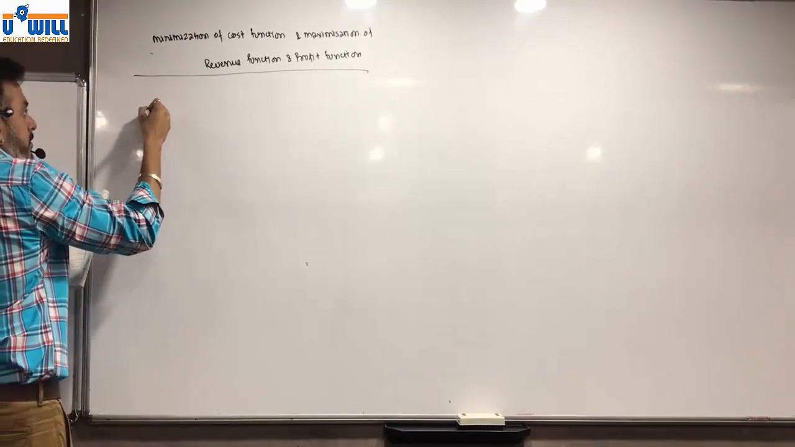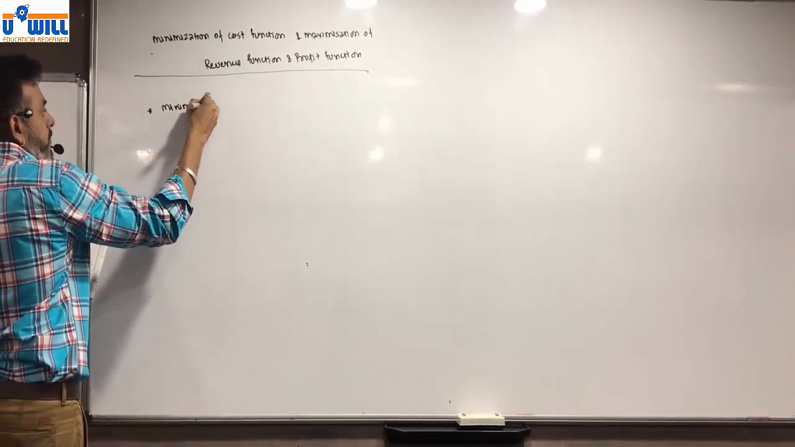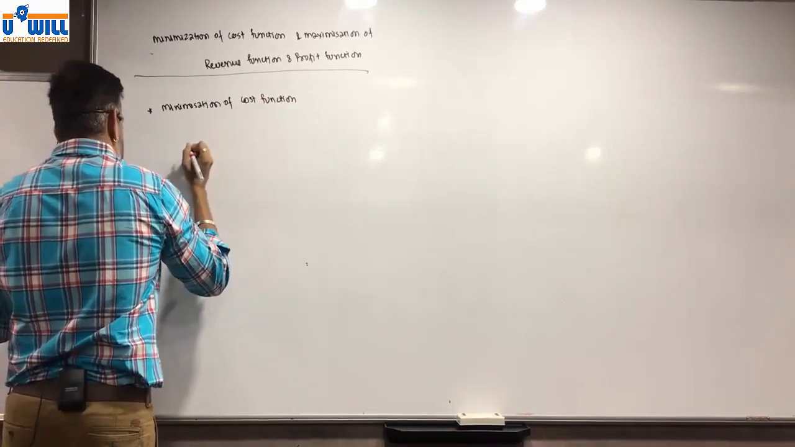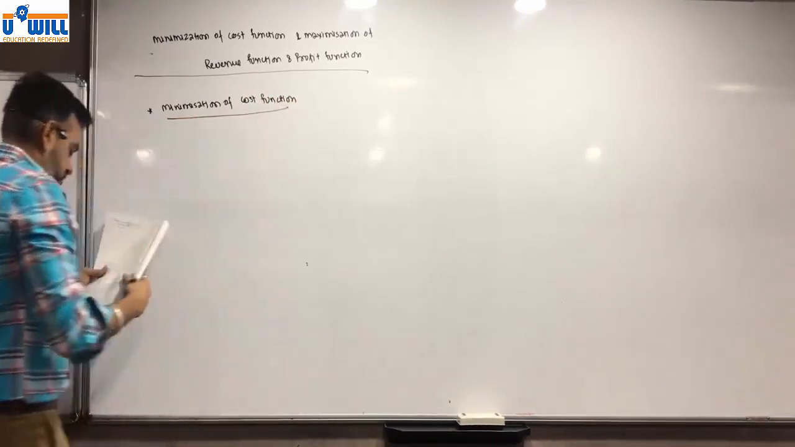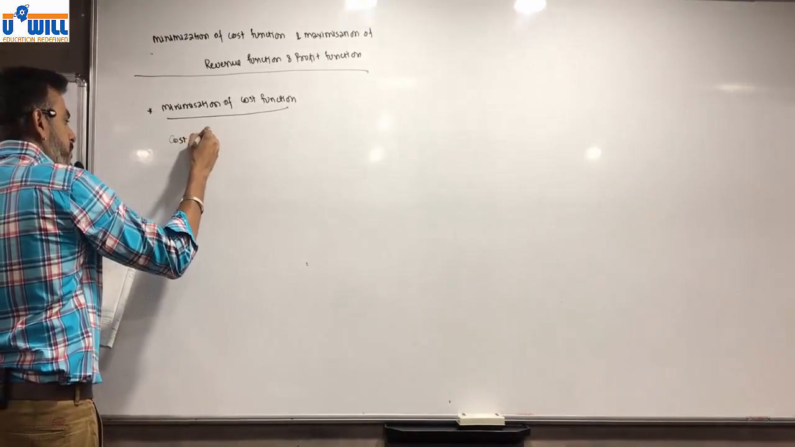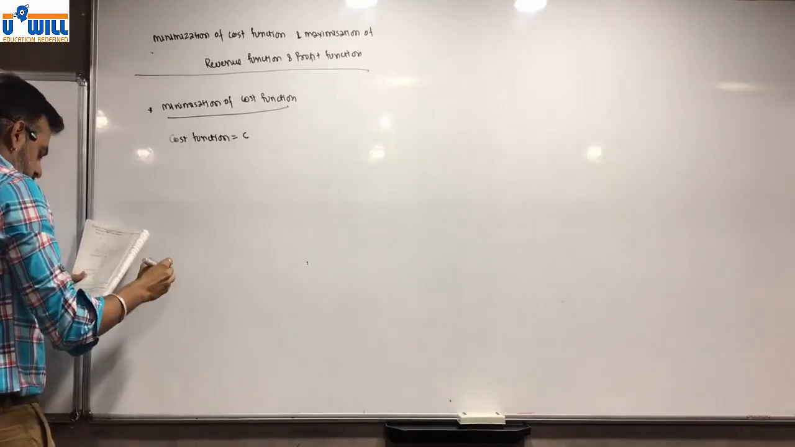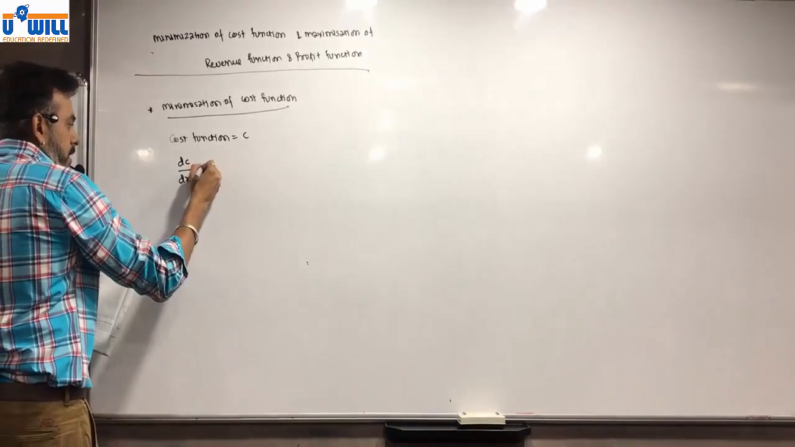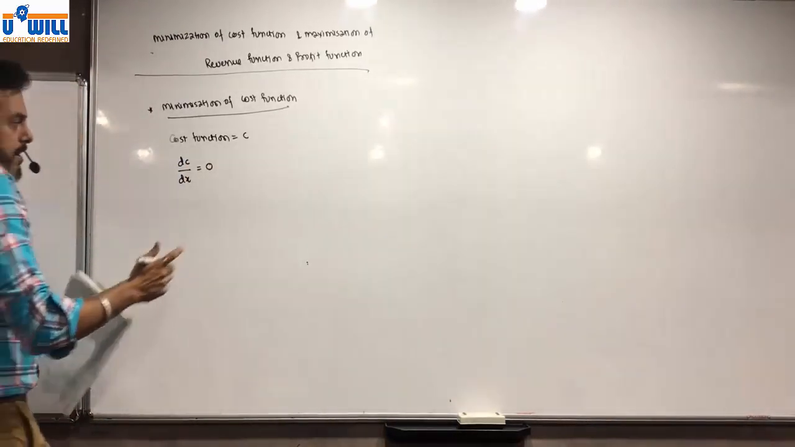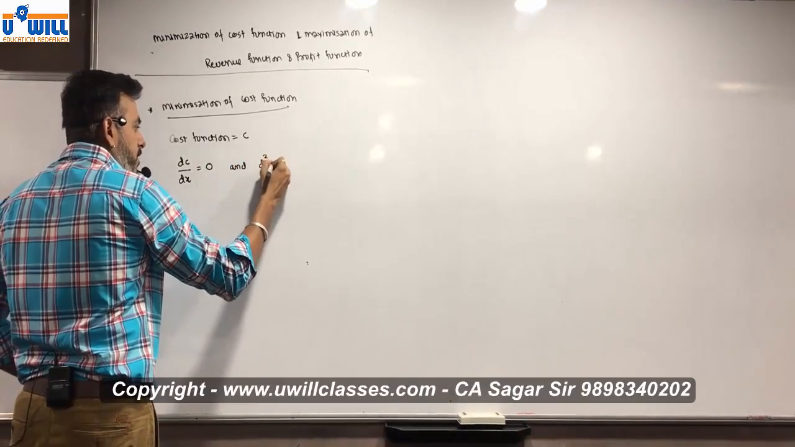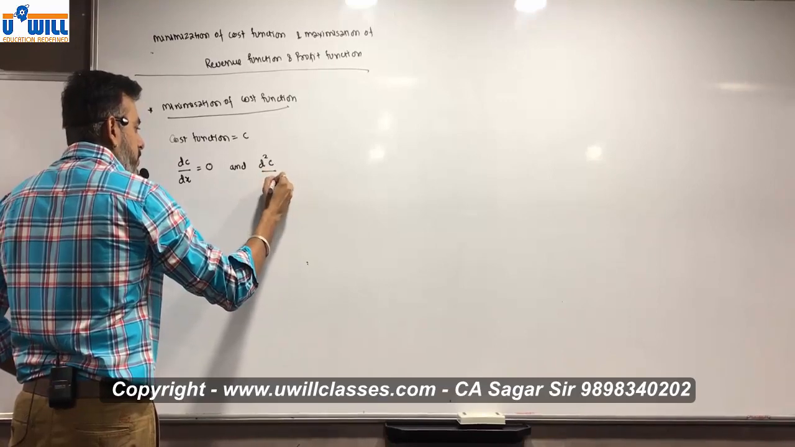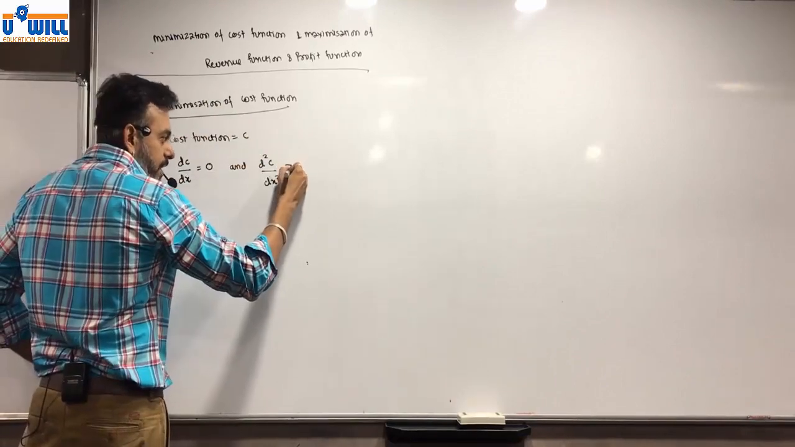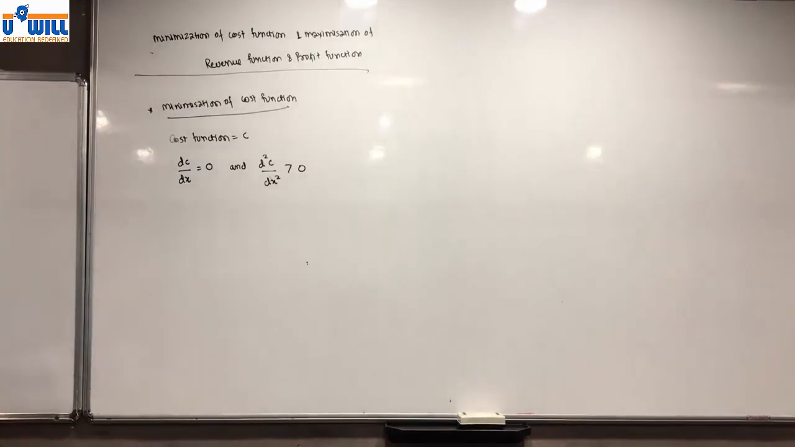Now first we write minimization of cost function is equal to C. So we find derivative of C with respect to X and then we take it as 0, and second order derivative should be minimize है तो less than या more than 0, more than 0.